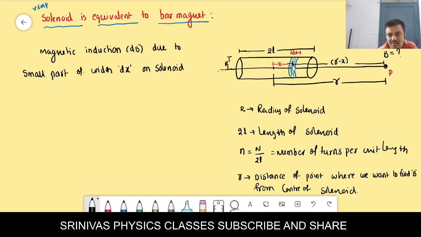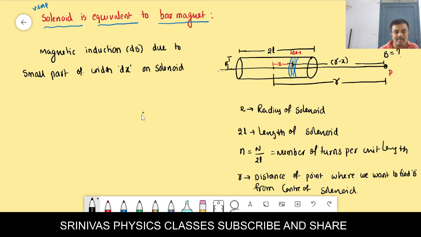Due to the small part, we find out the magnetic field first. Later, we can integrate that and we will get the total magnetic field. Due to the small part, the blue colored one whose width is dx, I want to find the magnetic field at point P. After that we have to do the integration, and then you will get the total magnetic field due to the solenoid. I want the field due to the small part of width dx.